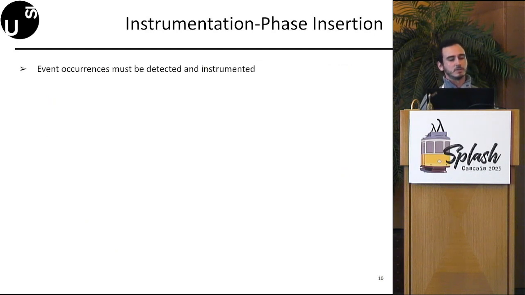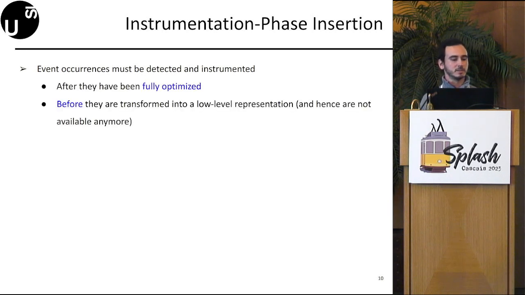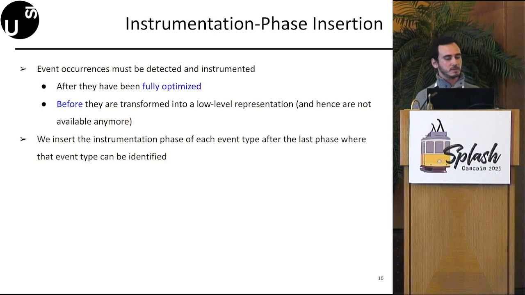Hence, event occurrences must be detected and then instrumented after they have been fully optimized, but before they are transformed into low-level representations, and hence are not available anymore. For this reason, we insert our instrumentation phases, the instrumentation phase of each event type, after the last phase where that event type can be identified.